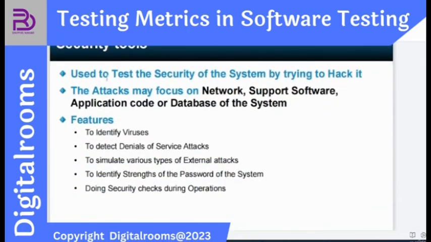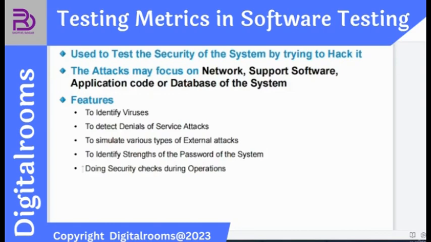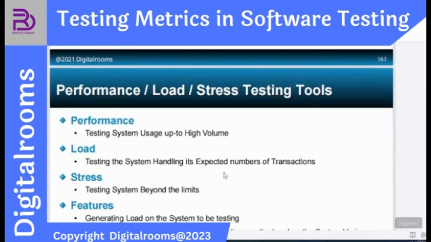Security tools are what? They are used to test the security of the software, or try to hack it. So we do have an ethical tester, penetration testing, right, to test a particular software. The attacks may be focused on the network, support software, application code or database of the system. Features are what? To identify viruses, malware, to identify denial of service attacks, to simulate various types of external attacks, to identify the strength of the password of the system so that it may not get broken easily, doing security checks during operations.